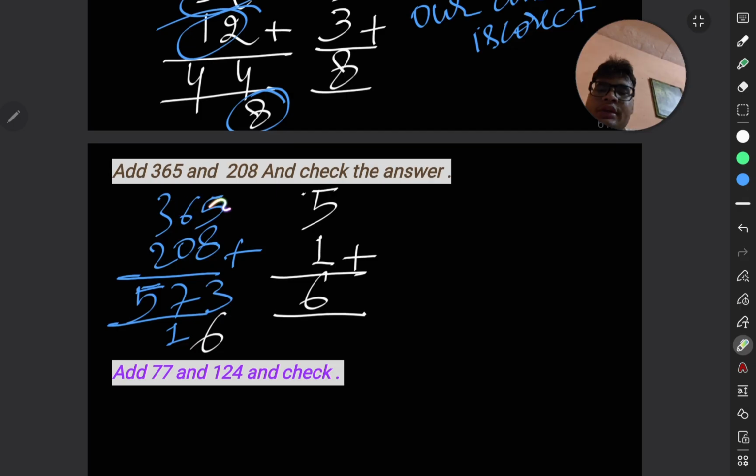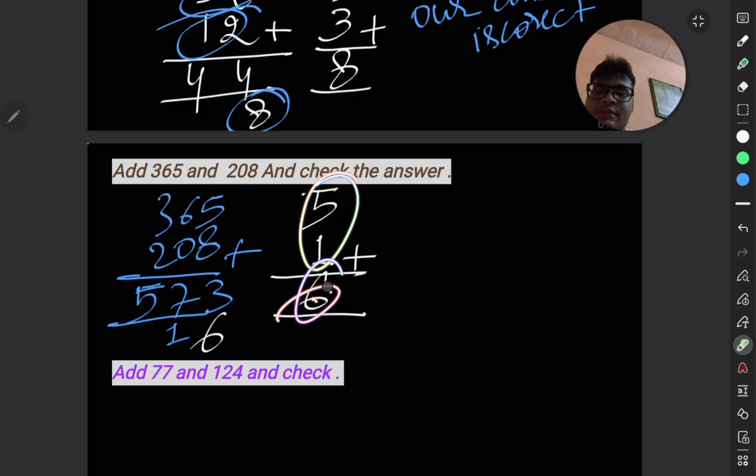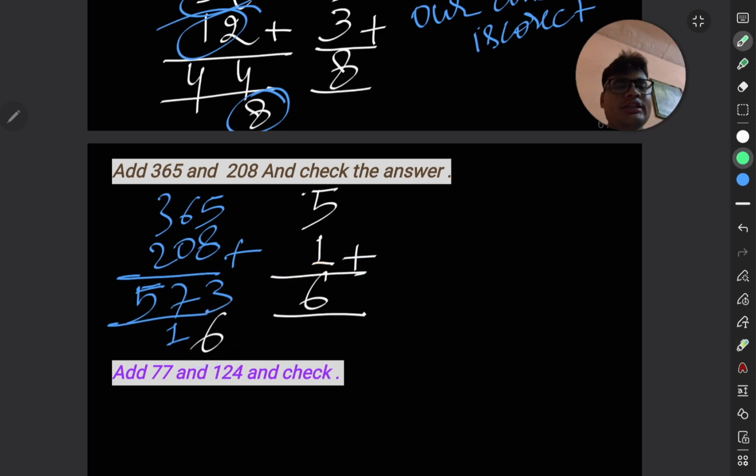Also, the digit sum of 365 is 5, 208 is 1, and by adding these digit sums we get answer 6, which matches with this 6. Okay, our answer is correct. Yes, this is correct. So now we have to move on to the next example to understand this question.